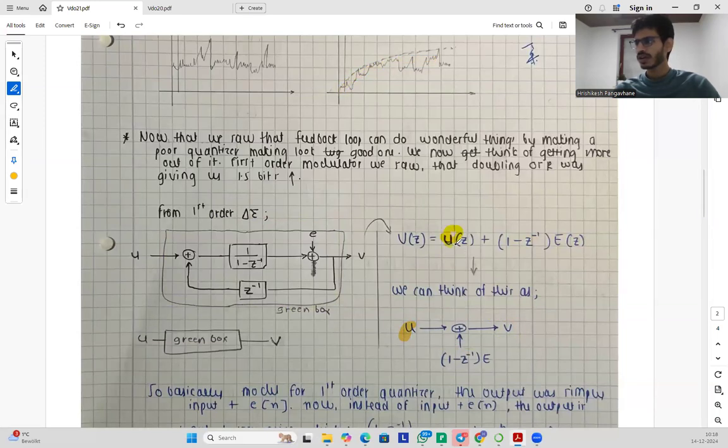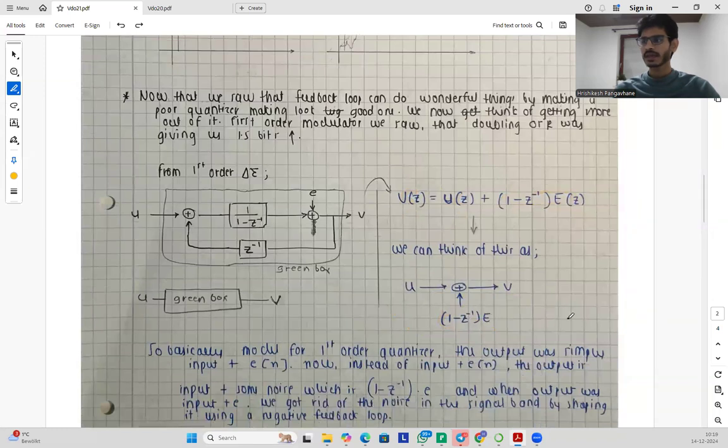So we have U of Z. In addition, we have 1 minus Z inverse times E of Z. And in the output, V of Z is basically the sum of these two. So this can be realized in this way. When we look at it this way, the model for the first order quantizer output was simply the input plus E of n. But now the output is the input plus some noise, which is not E of n now, but 1 minus Z inverse times E of n.